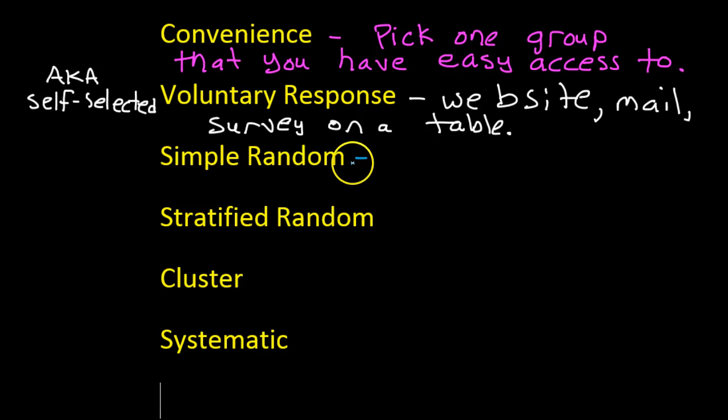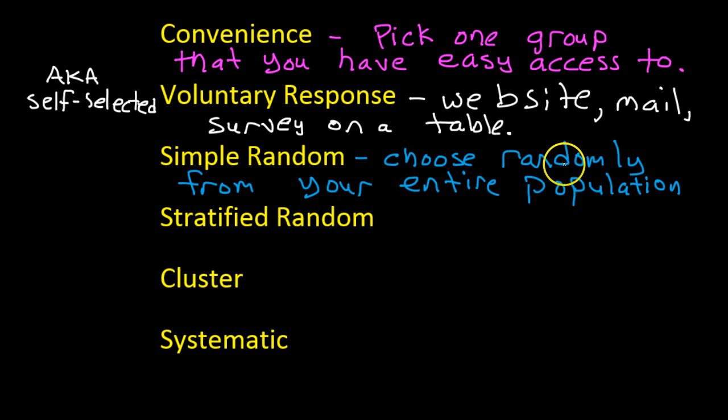Simple random is where, similar to convenience, you just have one group, but in simple random, you take the entire population as one big group, and then you use a computer or some other purely random system to pick your participants. So if you're choosing randomly from your entire population, that's going to be simple random.